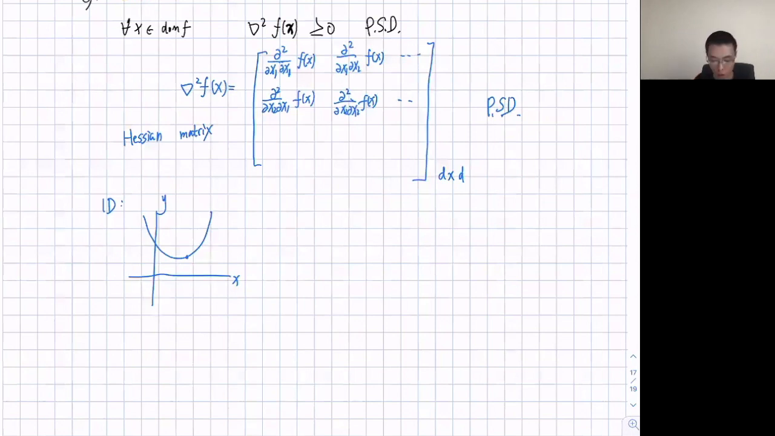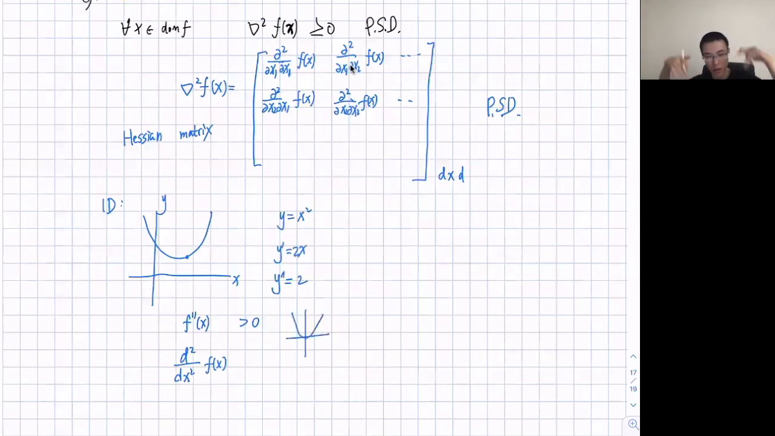So the second order derivative becomes f prime prime of x, or you can write it as d squared by dx squared of f of x. If it's positive, then it's curving up. If it's 0, then it has no curvature; it's a flat line at the local point. If it's less than 0, then it's curving down. If you don't believe that, you can try y equals x squared. The first order derivative y prime is 2x, and the second order derivative is 2, so it's positive. We know x squared looks like this, so it's curving up for every point.